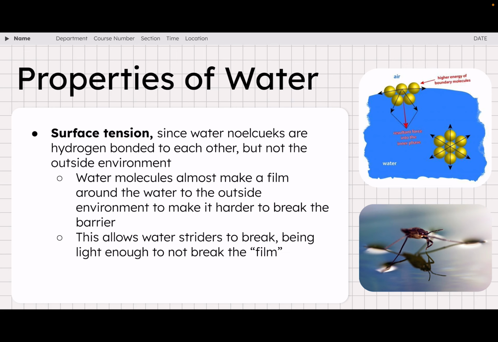If you break this film, it causes a bunch of things, like the ability to mix solutions into it. The water molecules make a film around the water against the outside environment, making it harder to break the barrier. And water striders, the organism found at the bottom, basically don't break it because they're so light. You don't really need to know that. I just found it cool to say.